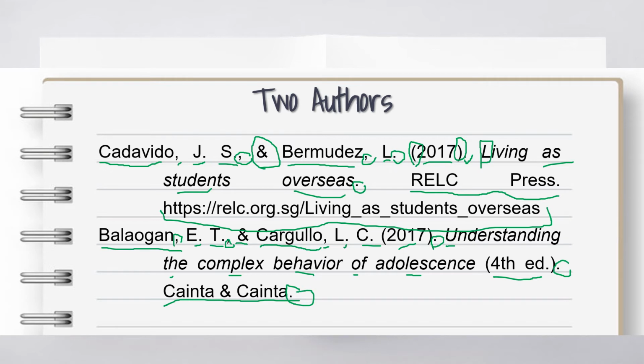Okay, so remember as well that we are arranging our entries for our bibliographies. It should be in alphabetical order. So in case you are going to put these two entries in your bibliography, which comes first, students? All right, so Balaugan will be the first one to come, and then followed by Cadabido, since we are following the rule that it should be in alphabetical order.